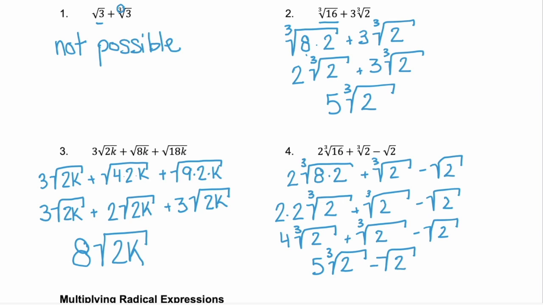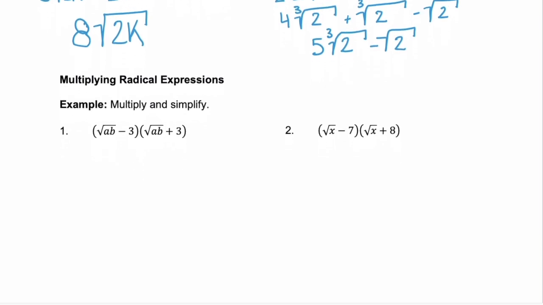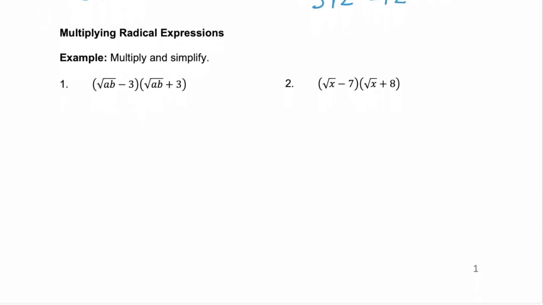Not too bad. Remember, just always simplify those radicands as much as you can. And if they have like radicands and the same index, they're like radicals and you can add or subtract them.